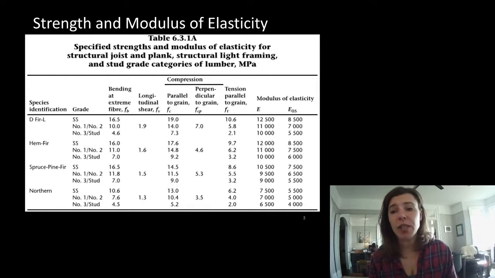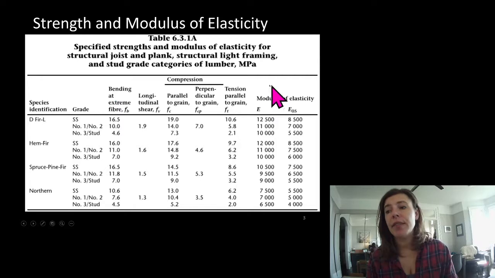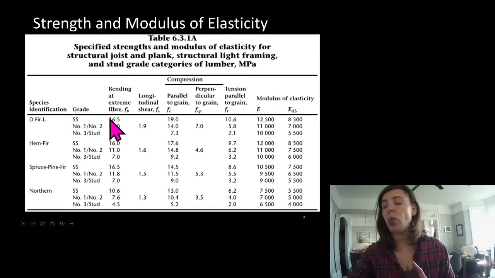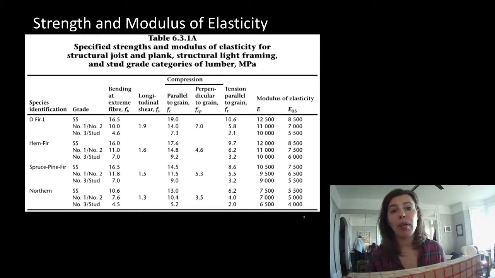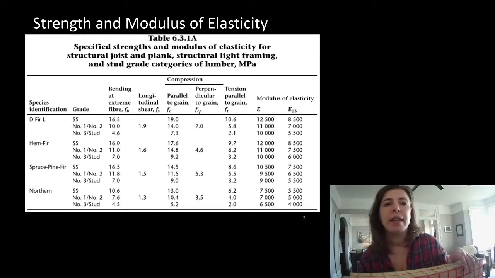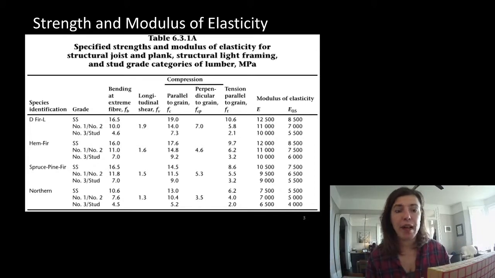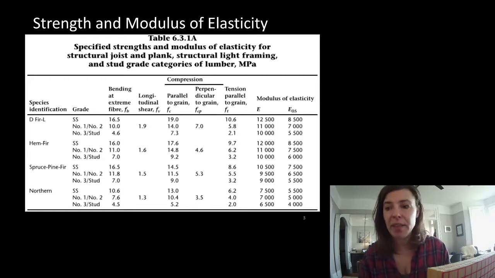And on each of these tables, we have the species breakdown, the grade breakdown, and then all of the different capacities. So remember, wood fails in a brittle fashion, so we don't have to worry about plastic behavior. We only have elastic behavior. At the end of the elastic behavior, our member fails.